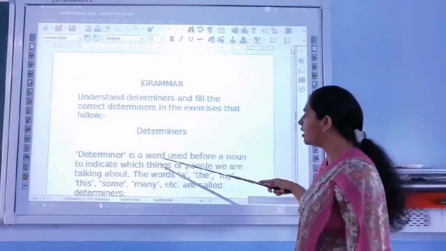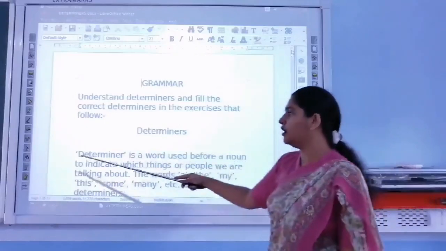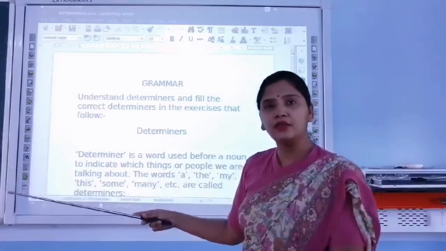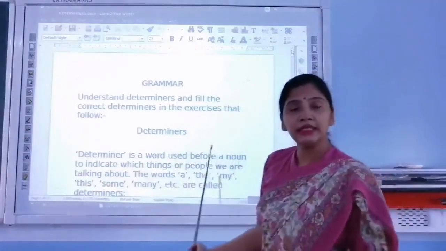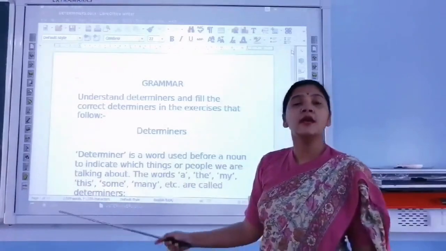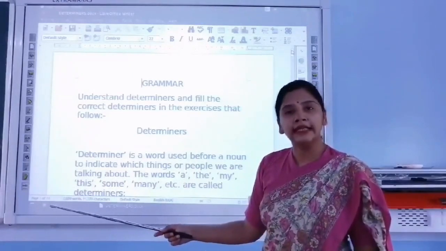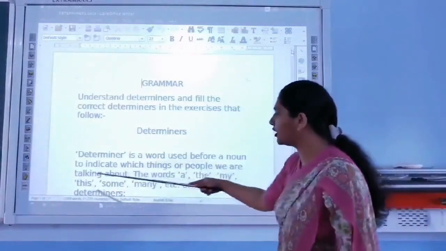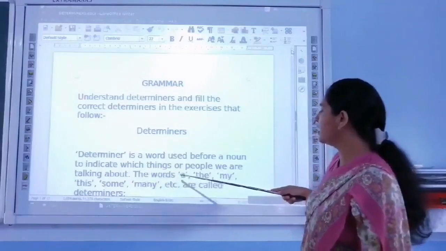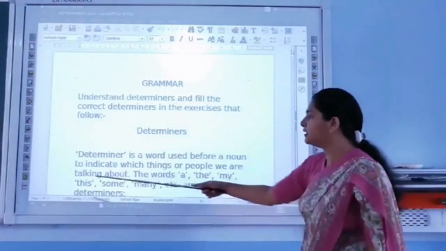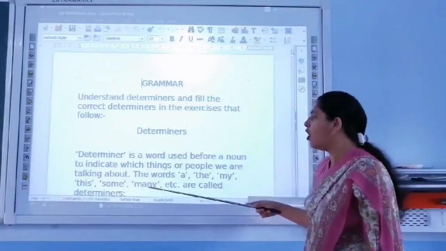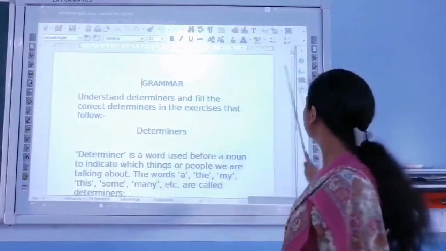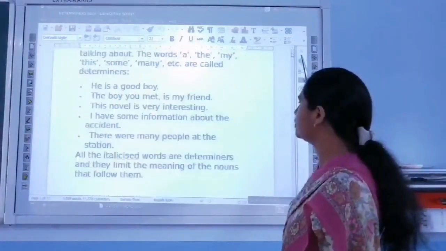A determiner is a word used before a noun. Always remember, a determiner is always used before a noun. ये noun के पहले use किया जाता है. And the noun is a name of person, place, animal or thing. To indicate which things or people we are talking about, the words are the, my, this, some, many, etc. All these are determiners. We always use these types of determiners in our English.